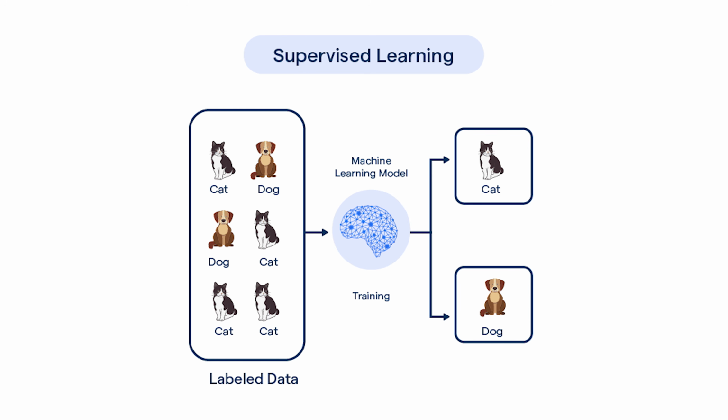Similarly, for an image recognition system that identifies cats and dogs, the training data would contain numerous images labeled as either cat or dog, helping the model learn the visual patterns that define what cats and dogs look like.